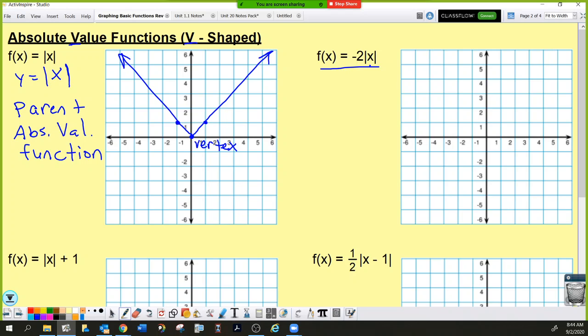So I want to identify my vertex. We know it's at 0, comma, and the y value of that vertex is found by telling me what number has been added or subtracted at the end. There's nothing there. So its vertex is also at 0, 0, just like the parent absolute value function was.